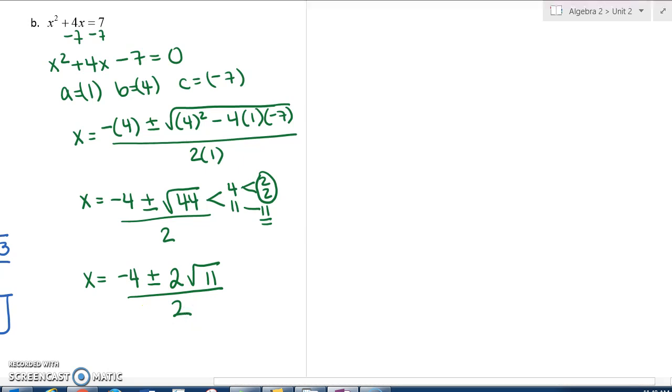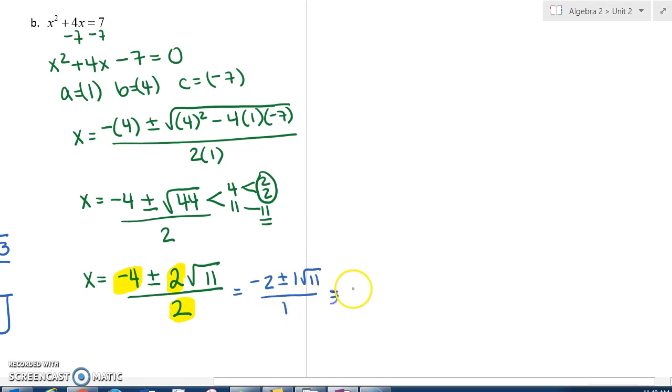Now, what does negative 4, 2, and 2 all have in common? Well, they all have a 2 in common, so our final answer will be negative 2 plus or minus 1 square root of 11 over 1, which we would write as negative 2 plus or minus square root of 11. Those are our two solutions that we have there.